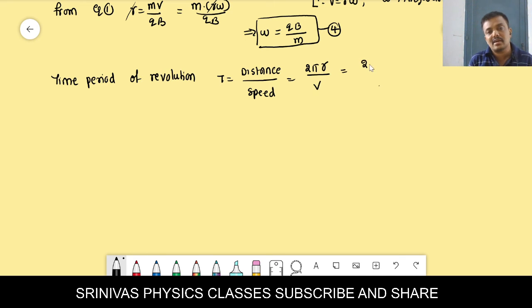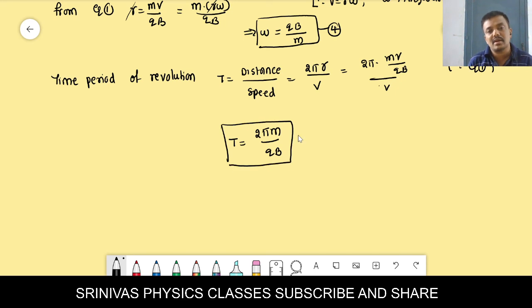Then here we write the radius formula. What is the radius formula from equation 1? mv by qB, divided by v. This we are writing from equation 1. Right. Okay. Then if we simplify it, what will you get? This v gets cancelled. Finally we will get the time period formula as 2 pi m by qB. From this we say that the time period is independent of the radius. Is it correct? Time period does not depend upon radius.